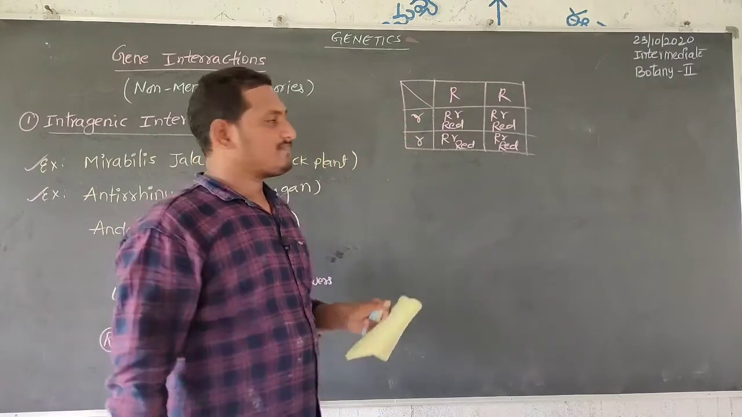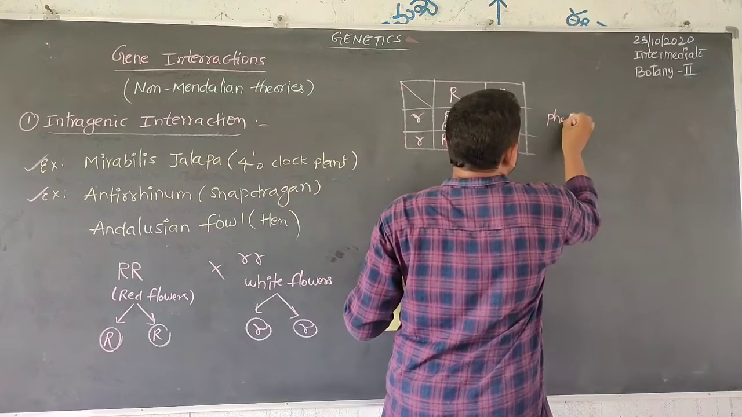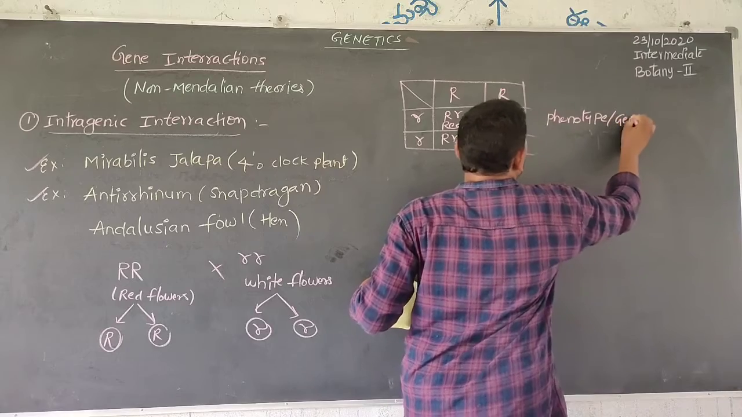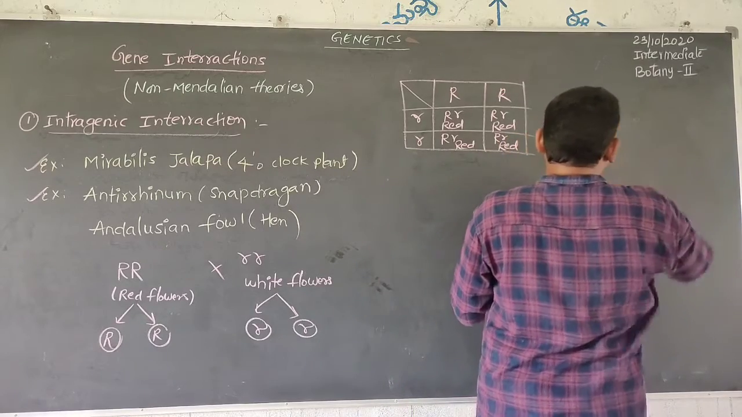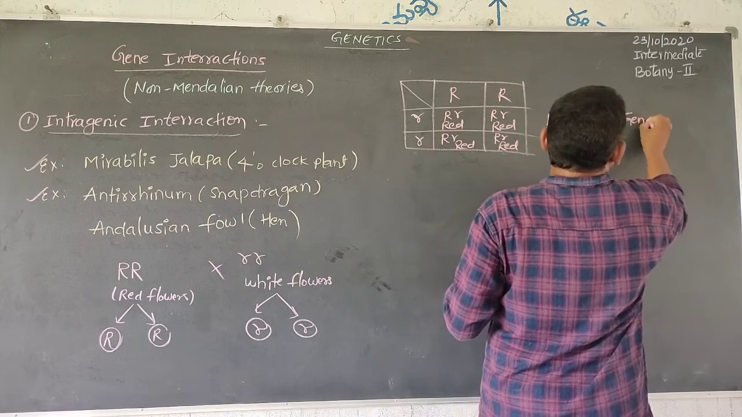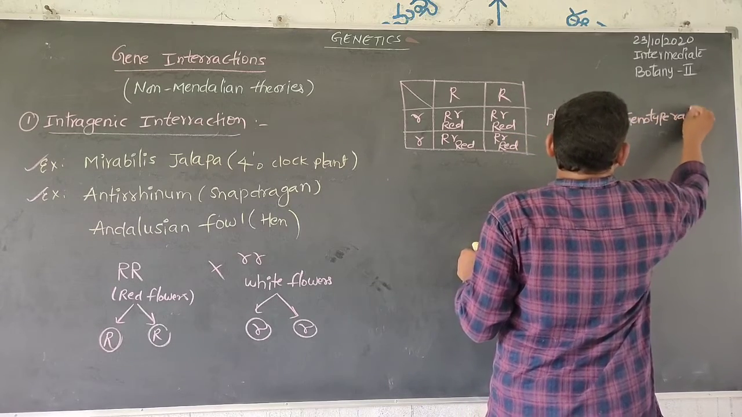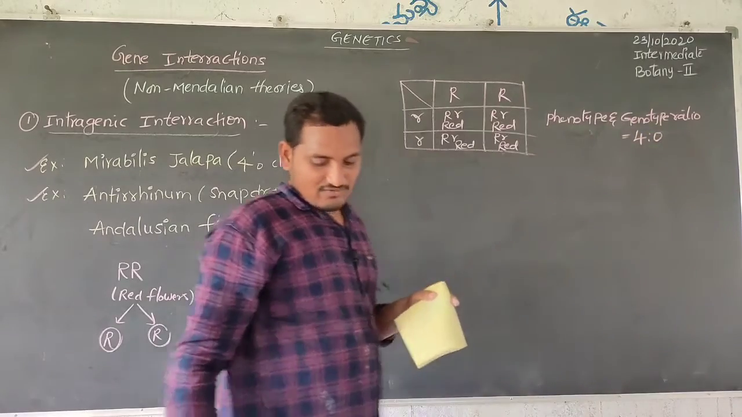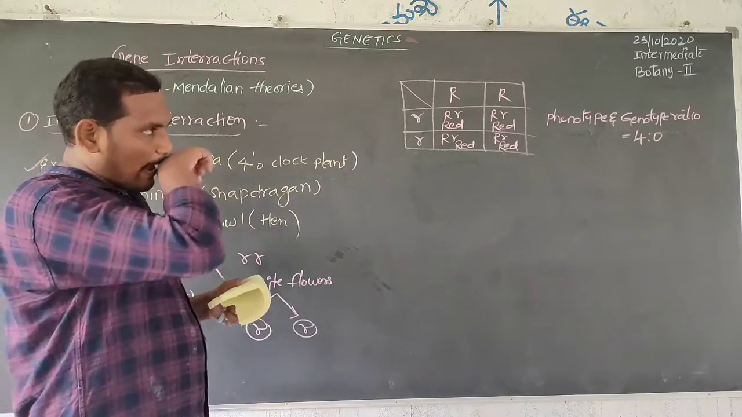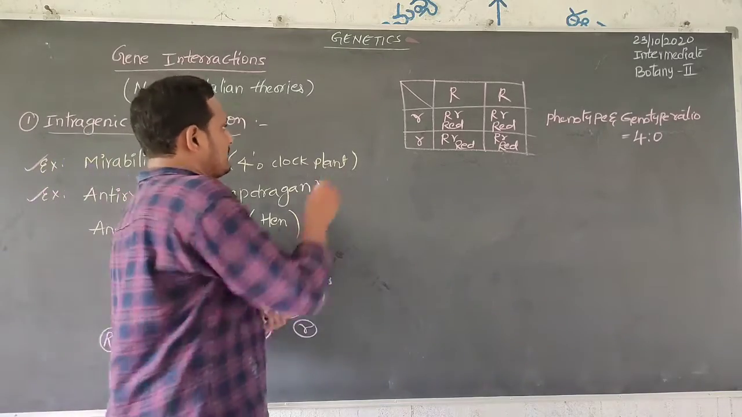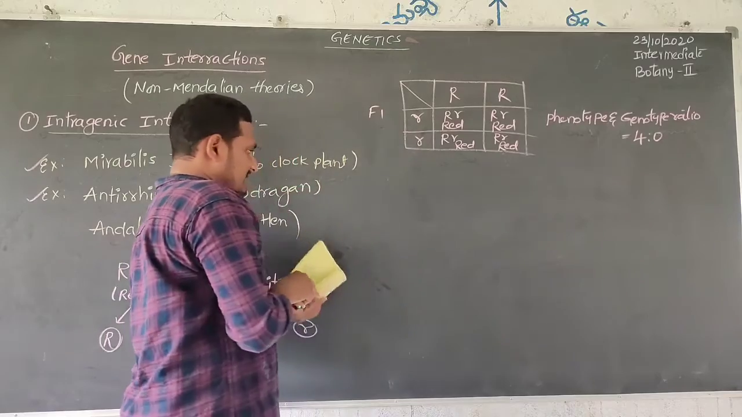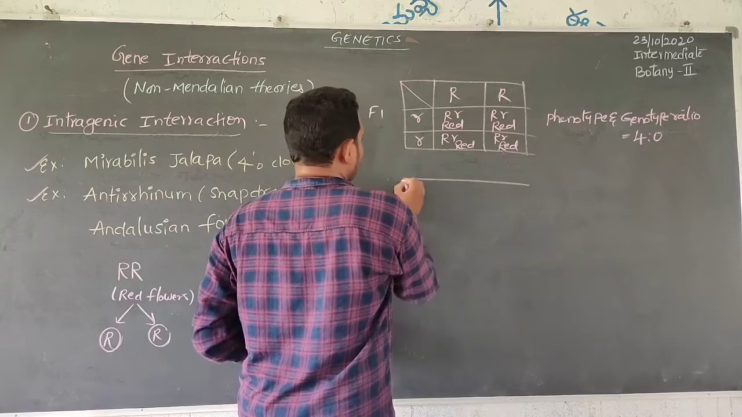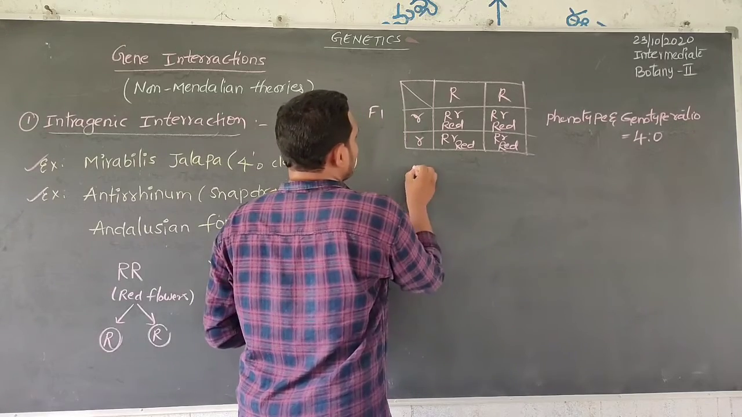R is dominant here. So the phenotypic ratio or genotypic ratio we observe is 4:0. This is the F1 generation. What will happen in F2? In F2, what do we observe? What are the two plants?